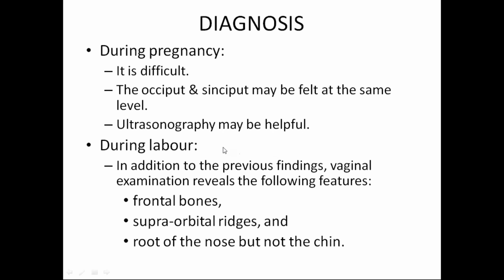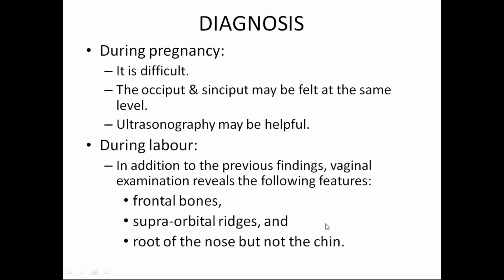Right, so during pregnancy, it is difficult to diagnose. Occiput and sinciput may be felt at the same level. Ultrasound is nowadays more useful to detect all these malpositions and presentations. During labor, on vaginal examination you will be able to make out the brow, that is the frontal bone, then the supraorbital ridges and the root of the nose. But you will not be able to make out the chin. If you can make out the chin of the baby, the nostrils, mouth, then it becomes a face presentation.